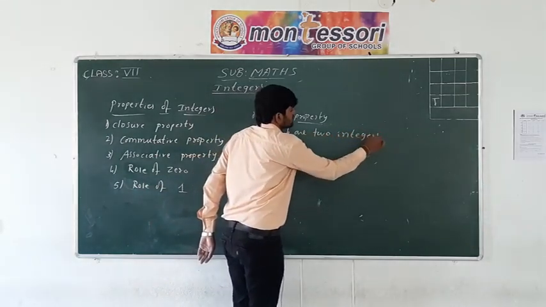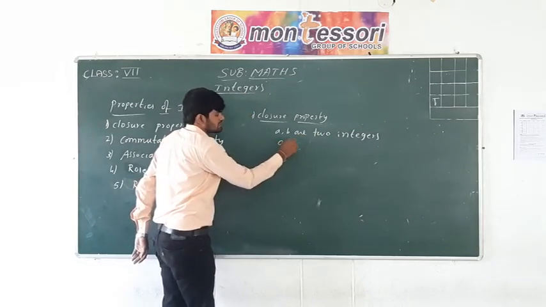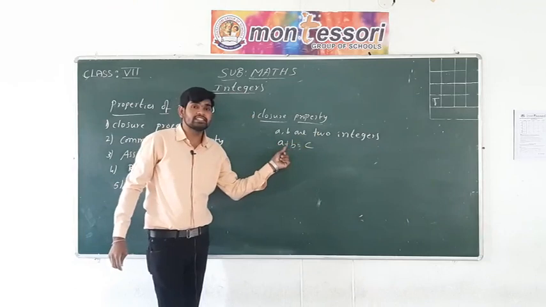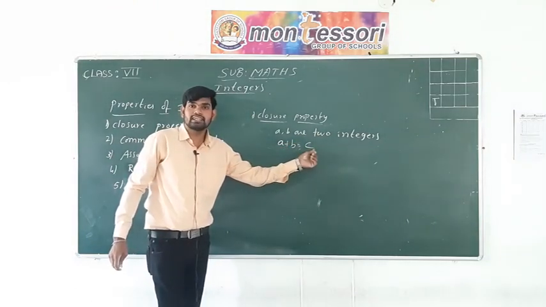a, b are the two integers. Now here a and b are the two integers. Let me find the sum, that is a + b = c. If a and b are the two integers and you find the sum of the two integers, the sum you got is an integer.